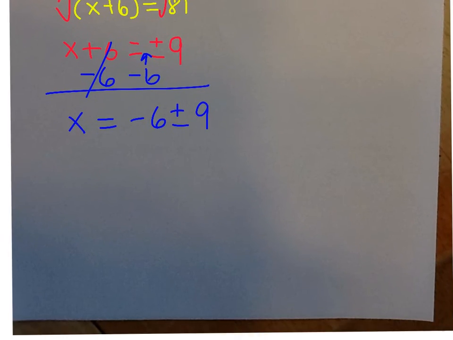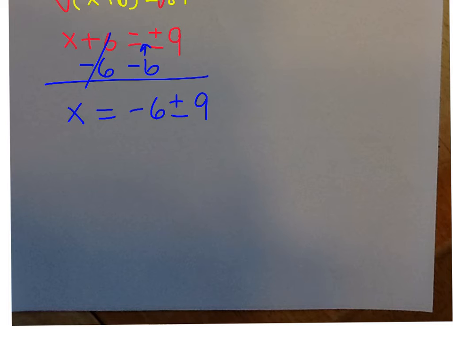All right, now we're going to separate this and finish it up. You have to finish this because these are rational. So it's x equals negative 6 plus 9, which is 3. X equals negative 6 minus 9, which is negative 15. So those are my answers, 3 and negative 15.